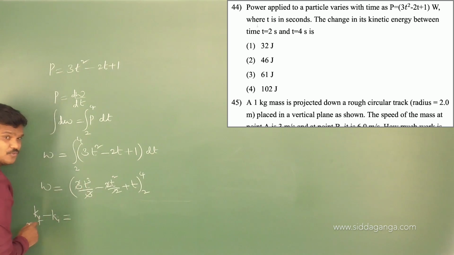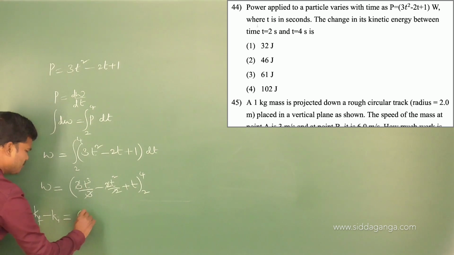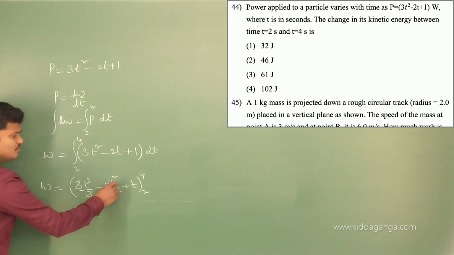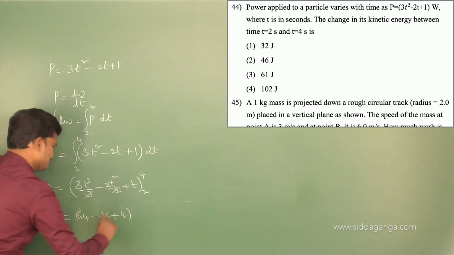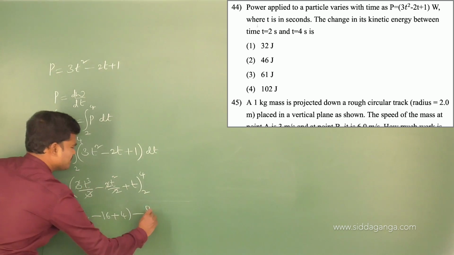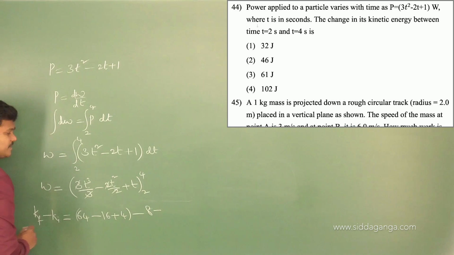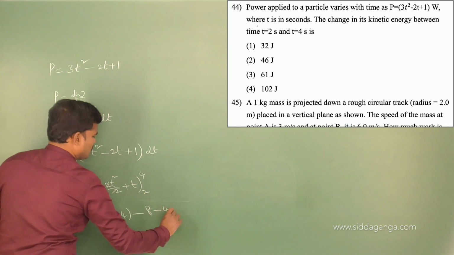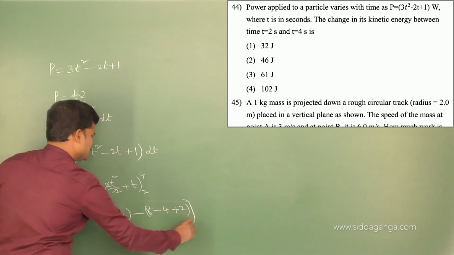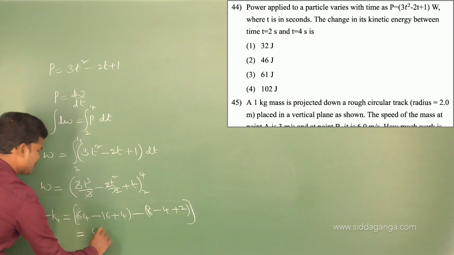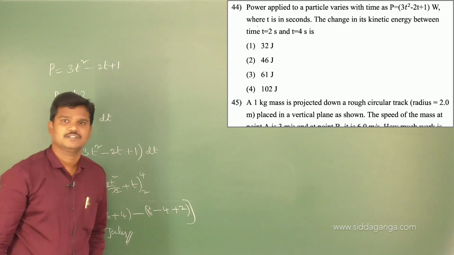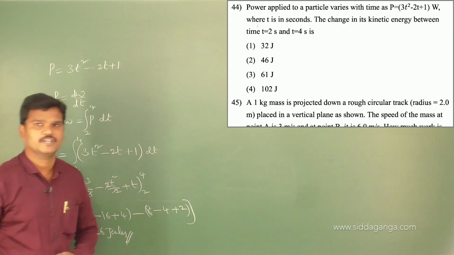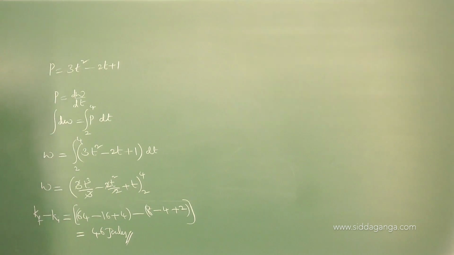t cube. Substitute this value: 4 cubed is 64, minus 4 square 16, plus 4. Minus, substitute the lower limit: 8 minus 4 plus 2. So verify the answer, you will get 46 joule. So it is a simple integration question. Okay, so see the next one.